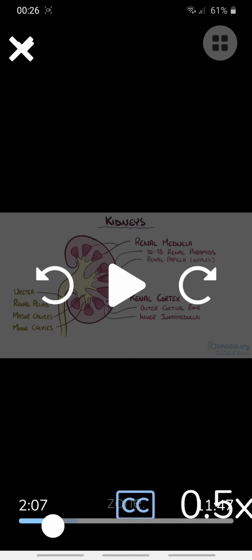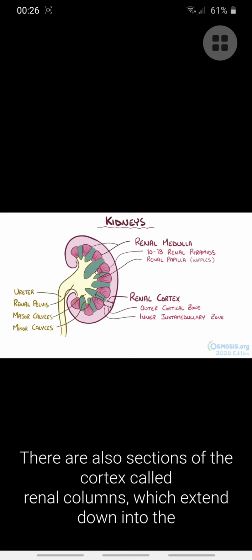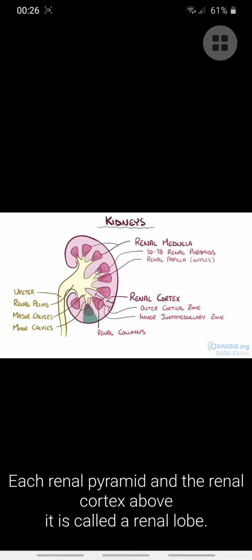The renal cortex can be divided into an outer cortical zone and an inner juxtamedullary zone. There are also sections of the cortex called renal columns, which extend into the medulla, separating the renal pyramids from one another. Each renal pyramid and the renal cortex above it is called a renal lobe.